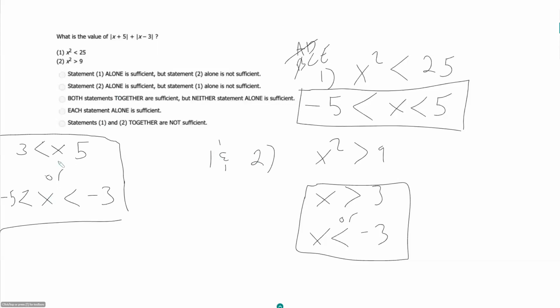So let's start with the easy one. Let's say x is equal to 4. Then we would have 9 plus 1, which is equal to 10.